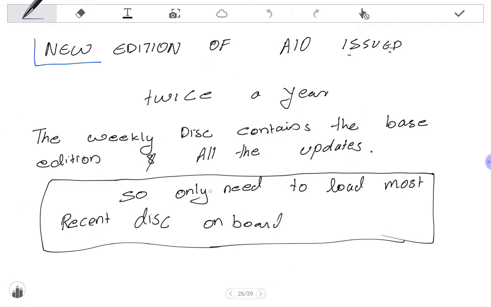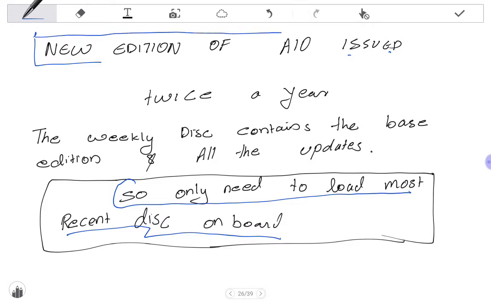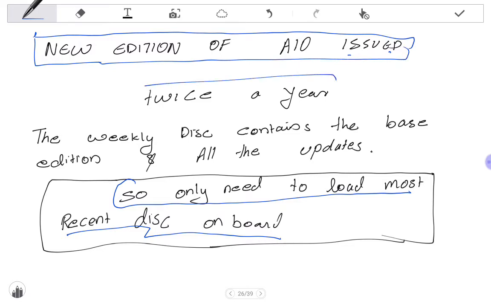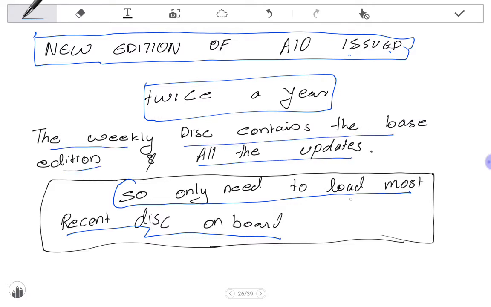Whenever you receive a disk, you only need to load the most recent disk on board. Normally, the AIO new edition will be issued twice a year. The weekly discs contain the base edition and all the updates, so whenever we receive the weekly disc, make sure that you only load the most recent disk.